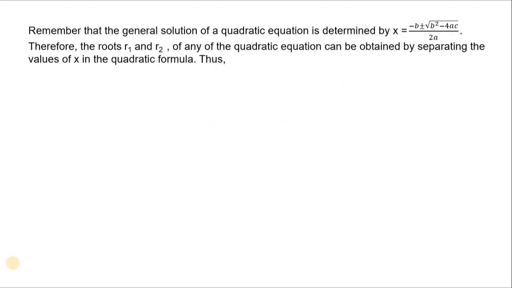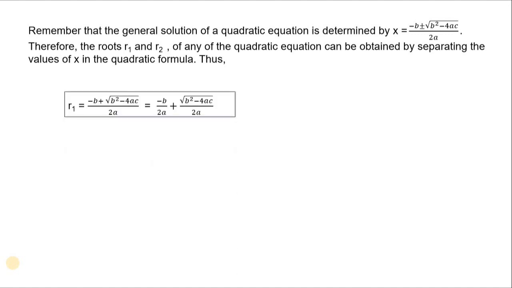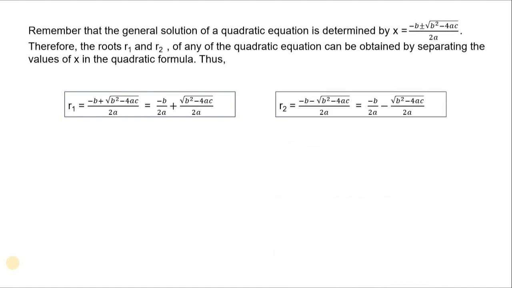Now, remember that the general solution of a quadratic equation is determined by the quadratic formula. Therefore, the roots R1 and R2, which are the two roots of any quadratic equation, can be obtained by separating the values of x in the quadratic formula, because we have the plus and minus in our quadratic formula. So this is the quadratic formula. First, we have the plus. Second, we have the minus. So the positive and negative.